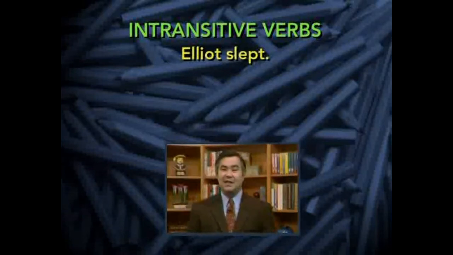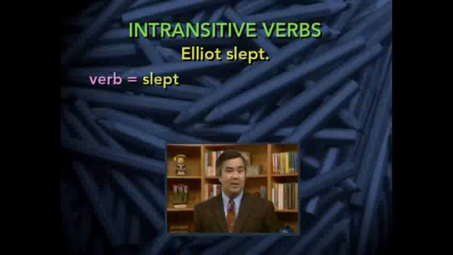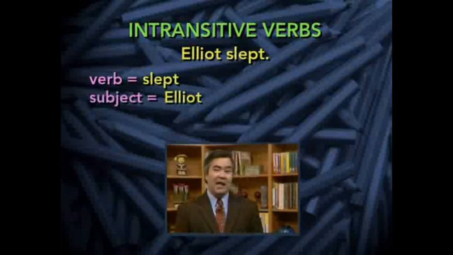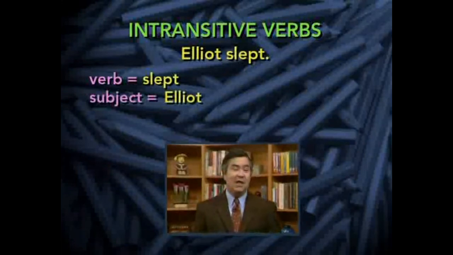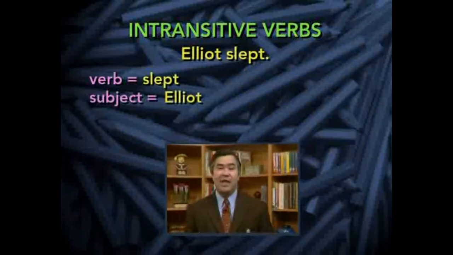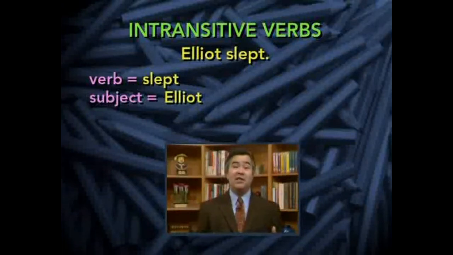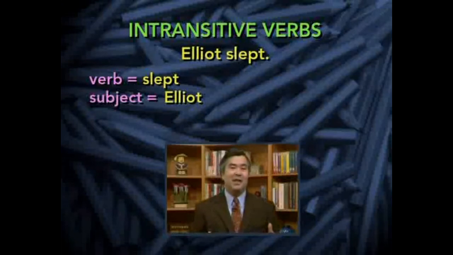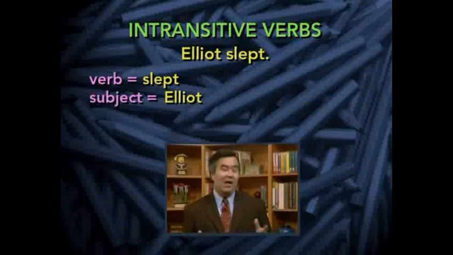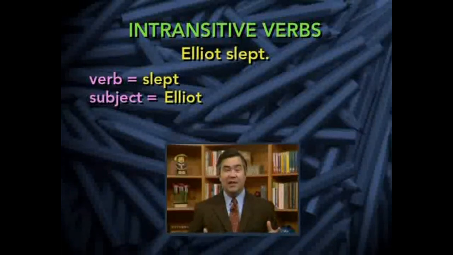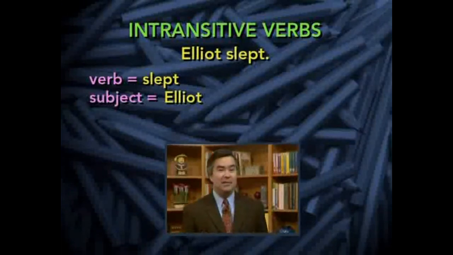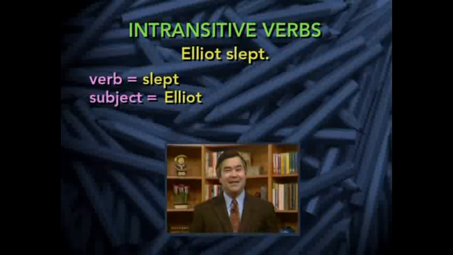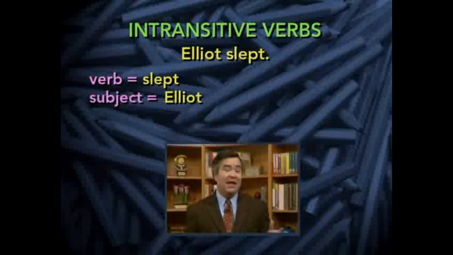In this sentence, the verb is slept, and the subject is Elliot. And the verb does not have any object. It expresses a complete thought without having an object. We don't need to ask, what did Elliot sleep? Because the meaning is complete without any object. Elliot slept, that tells us exactly what happened. It's perfectly clear, and it doesn't sound incomplete. So slept in this sentence is an intransitive verb. It has no object, and it doesn't need one.